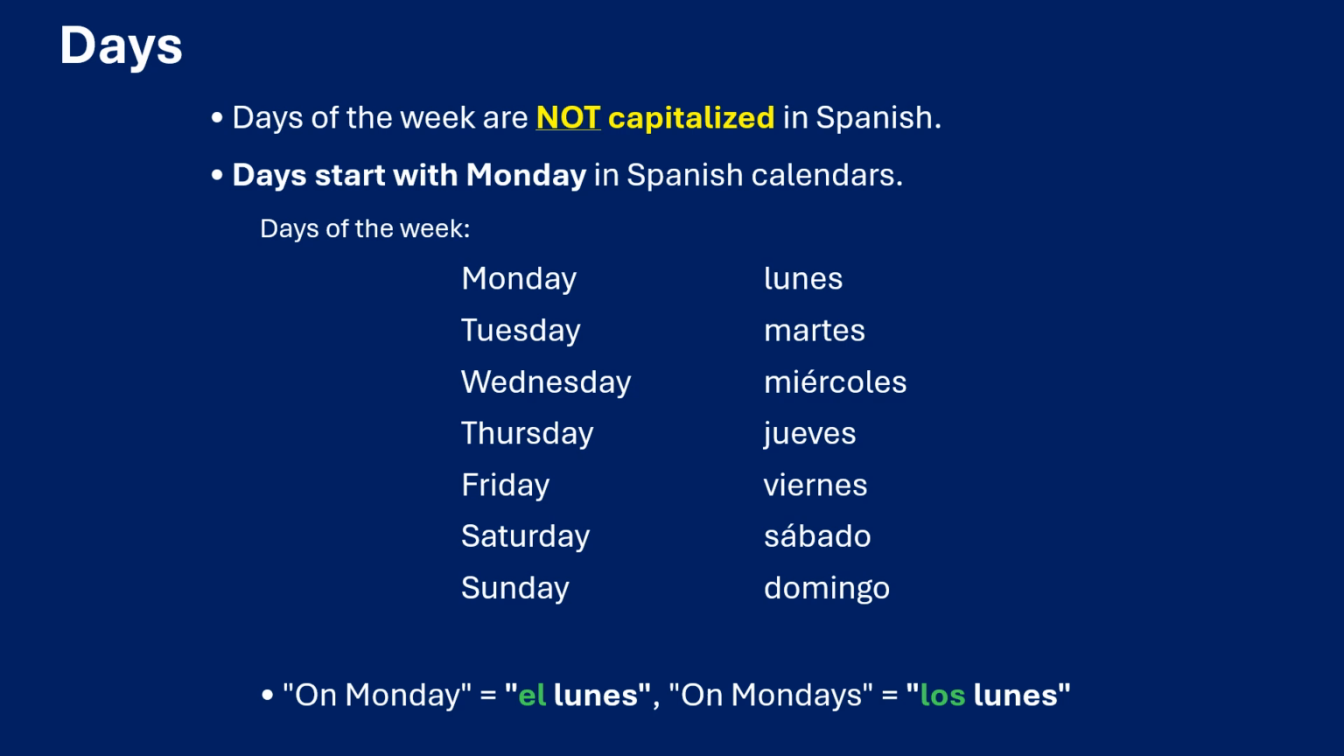I want you to notice two things. In both cases, the definite article el, or los, is used, and it agrees in gender and particularly number. El lunes, the Monday, or los lunes, the Mondays. And I also want you to notice that lunes is the same in both cases. So the definite article is what defines whether they are plural or singular, el or los.